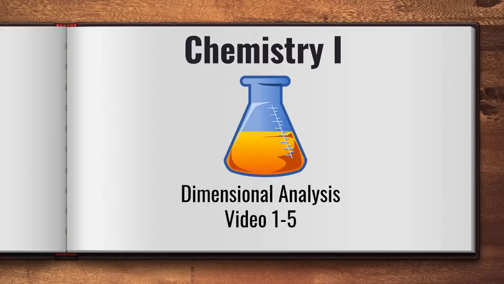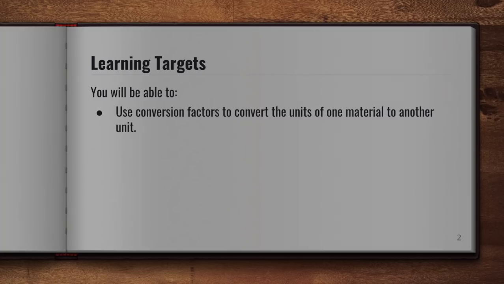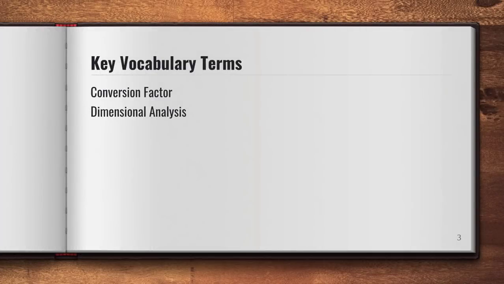So we just have one learning target today, and that's to be able to use conversion factors to convert the units of one material to another unit. And that's the whole goal of dimensional analysis. We're just taking equivalent substances of one unit and converting them to another unit. And you'll see what I mean here in just a minute. Just a couple of key vocabulary terms here: conversion factor and dimensional analysis. Let's get started.